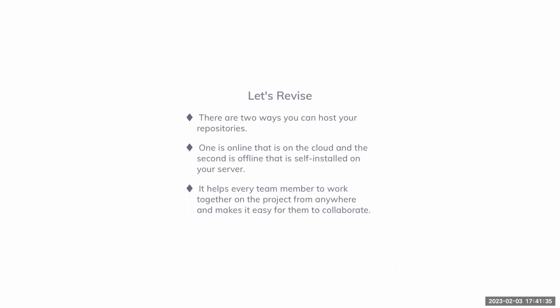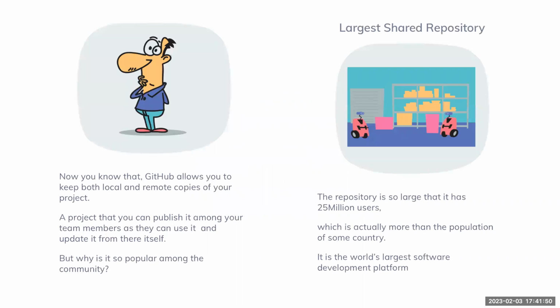So there are two ways to host your repositories. One is online, on the cloud, or self-installed on your server. The second is offline. So that's what we discussed. Now you know that GitHub allows you to keep local and remote copies of your project, which you can publish among your team members so they can use it and update it from there itself.